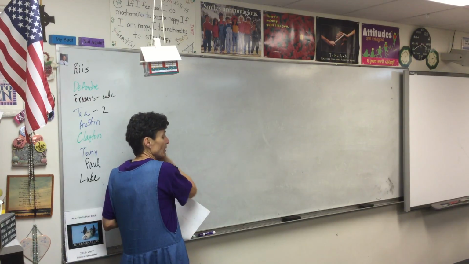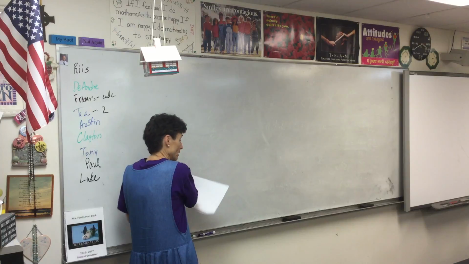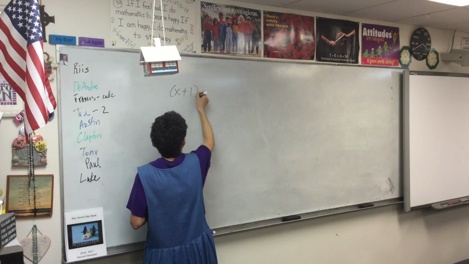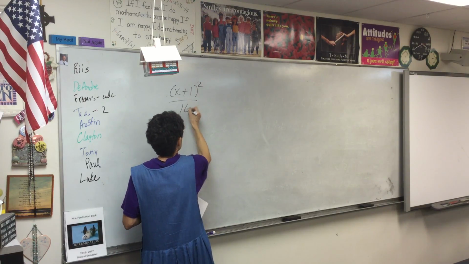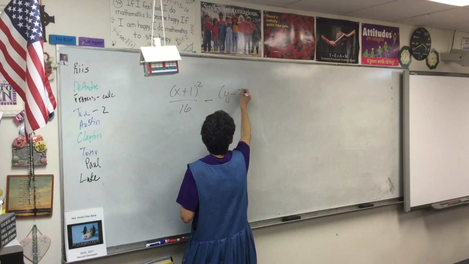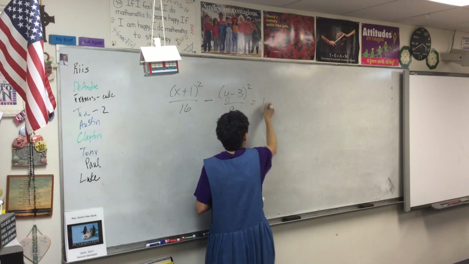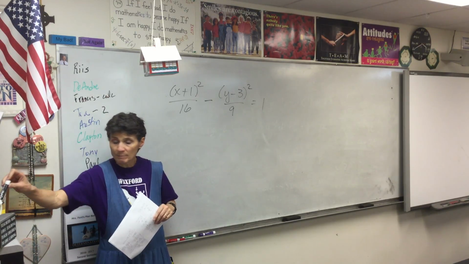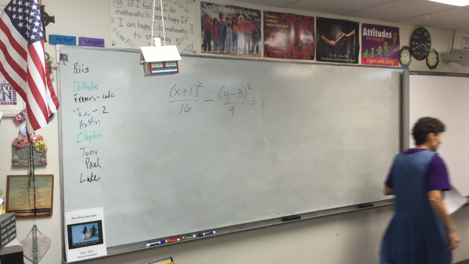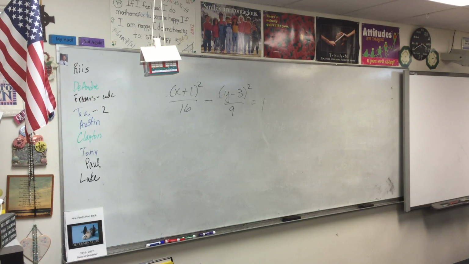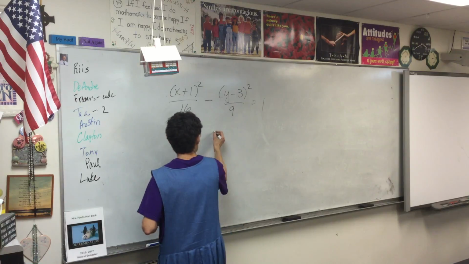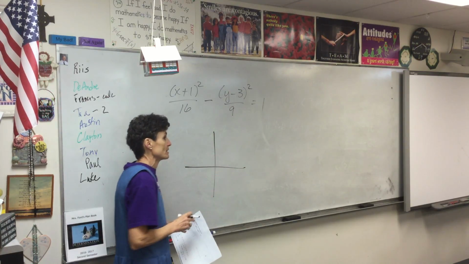So I did not write down the standard form of the ellipse for problem 4A. Who has it? (x + 1) squared over 16 minus (y - 3) squared over 9. All right. So we have found everything already. I am not going to repeat. We've already found it all. What I'm going to do, though, is find the equations of the asymptotes because we ran out of time for that.